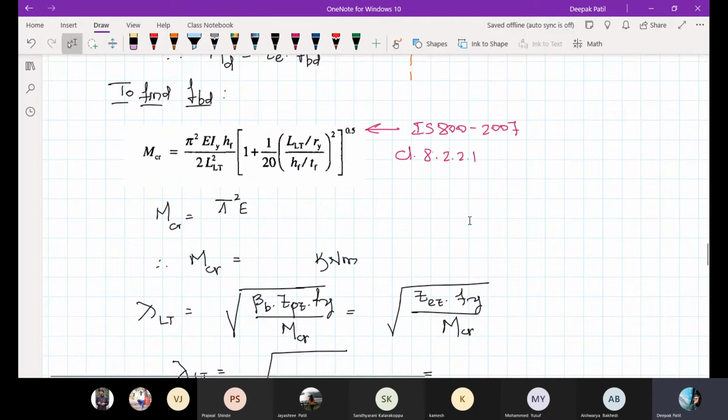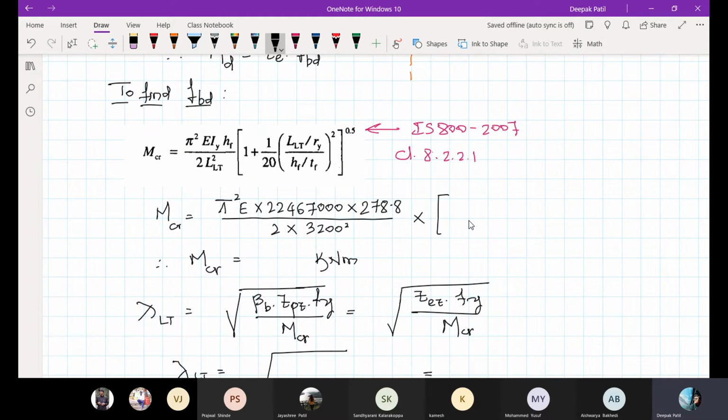Okay, let us proceed. Pi square E IY, that is the moment of inertia along minor axis, is 22467,000, multiplied by HF, which is the total depth of the section, that is 300 minus 2 times the thickness of flange. So which comes out to be 278.8. This whole thing divided by 2 times LT square. LT is actually the effective length of the column, and they have given it as 3200 millimeters.